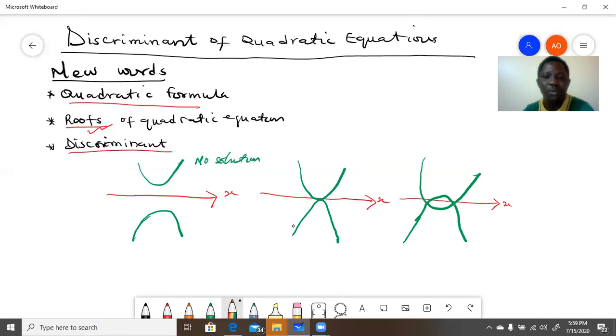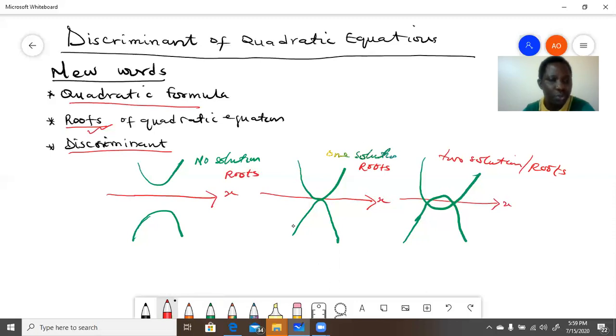This one is one solution, and this one is two solutions. So two solutions or two roots. That's the meaning of roots. So you can call this one solution or roots. This one is also solution or roots.